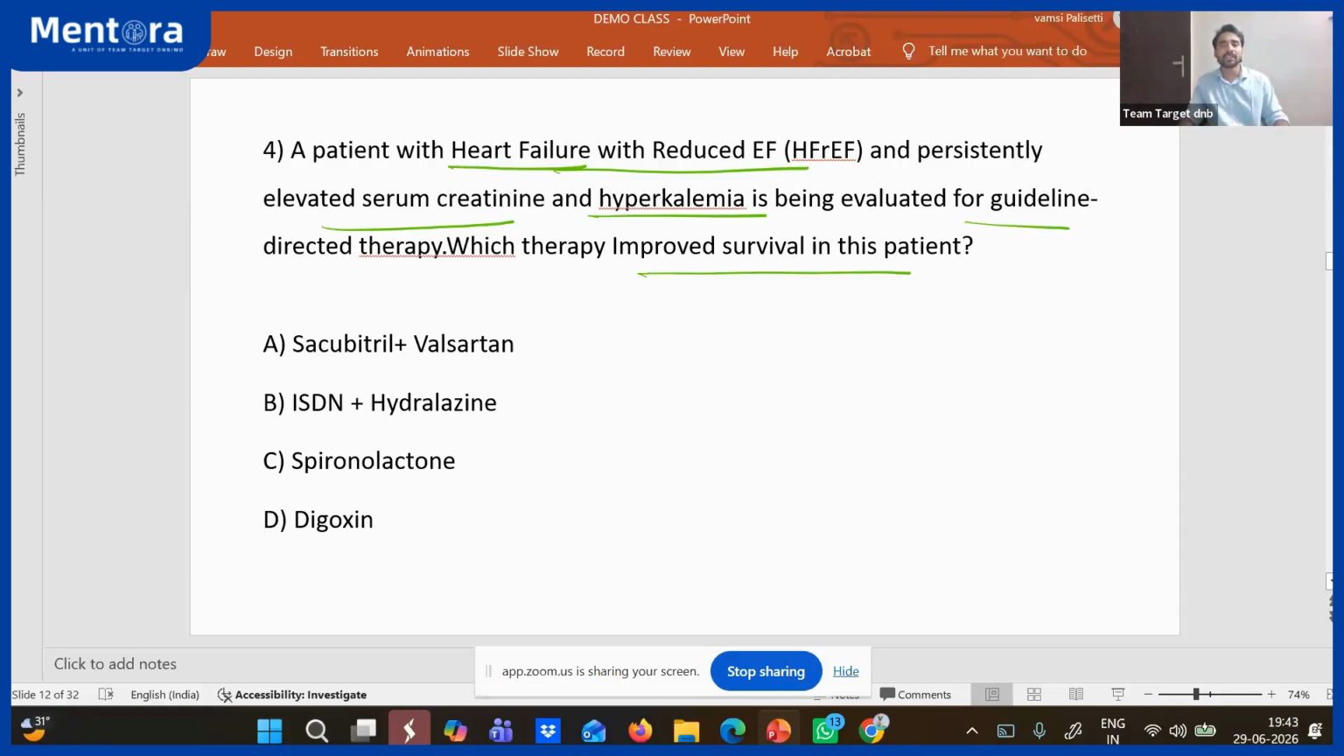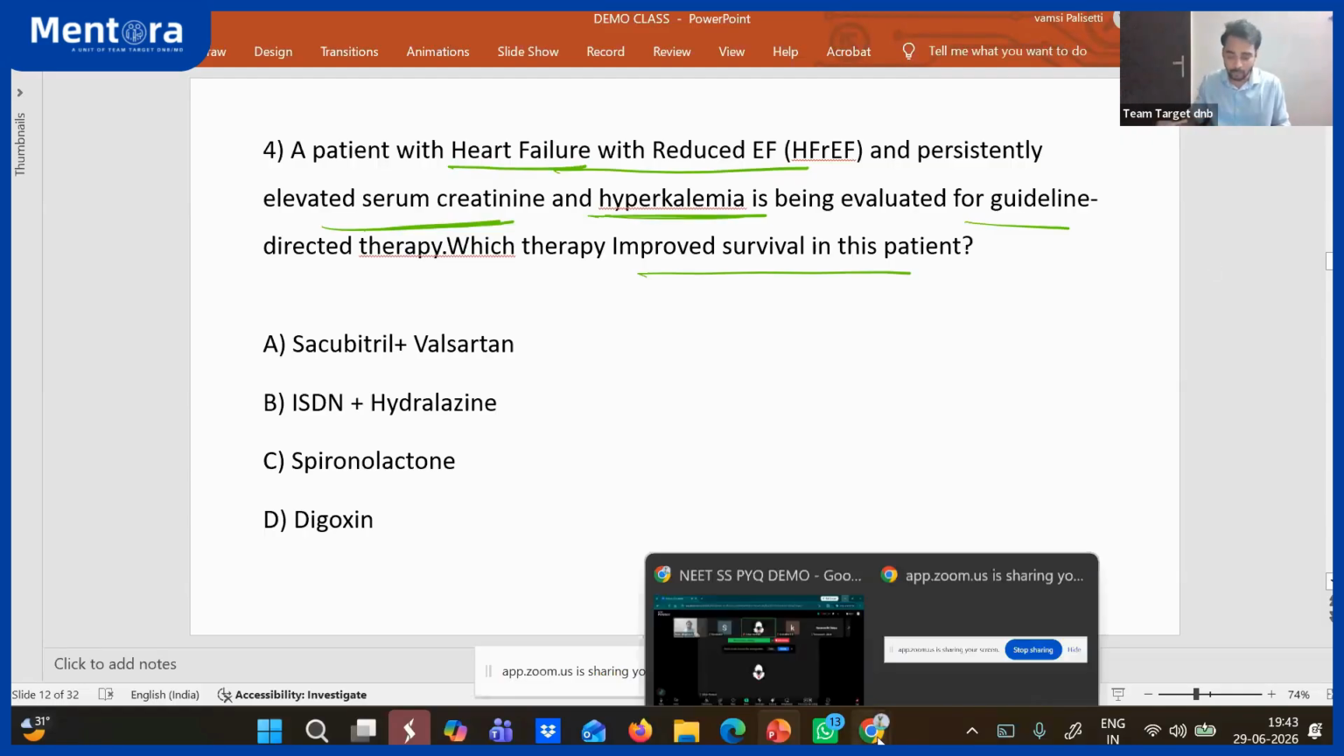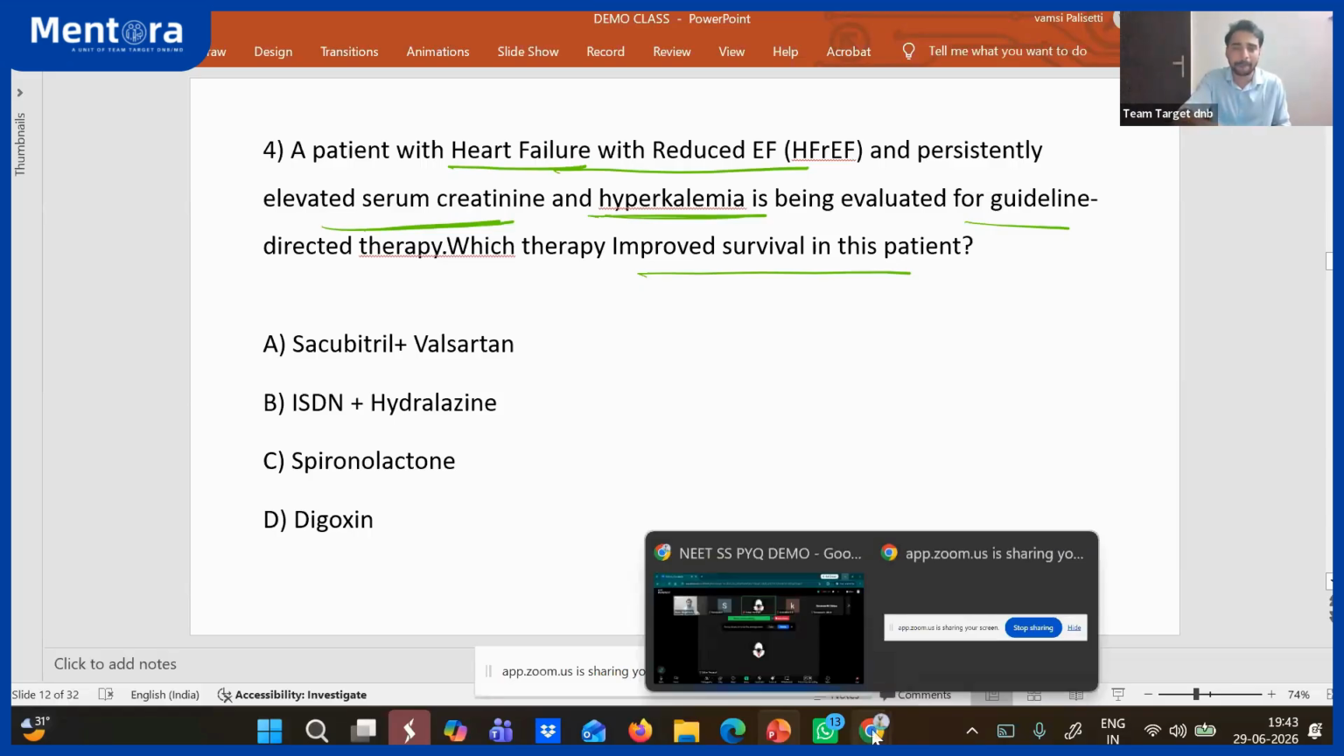So what the examiner is asking: the patient is a known case of heart failure with reduced ejection fraction. The patient has come to you and you are giving therapy. Now the patient has an increased serum creatinine and also hyperkalemia. So what are the drugs that can improve survival in this patient? That's what he is asking. What is the answer here? Anyone can say? I want some of you to answer this question. Which drug can improve survival in patients of heart failure with reduced ejection fraction?